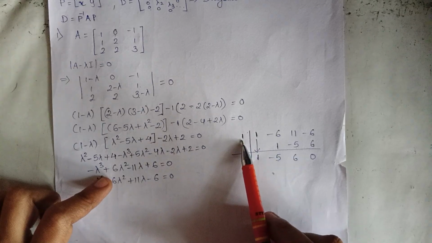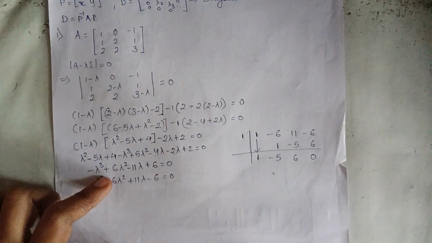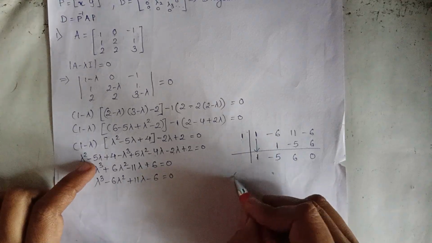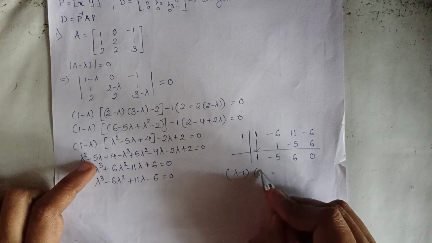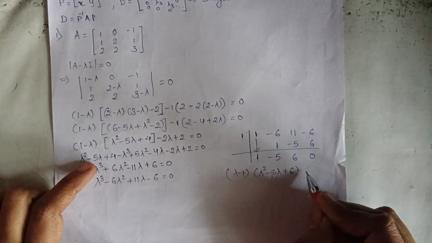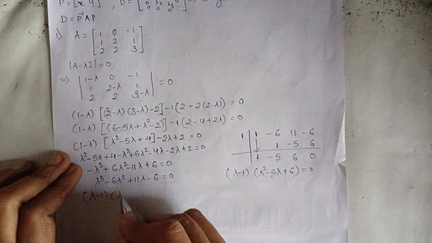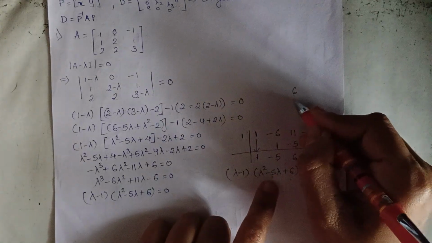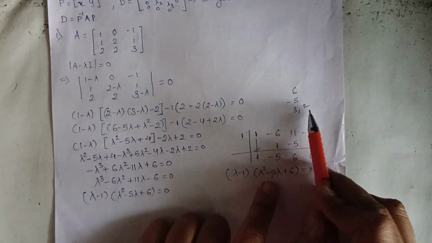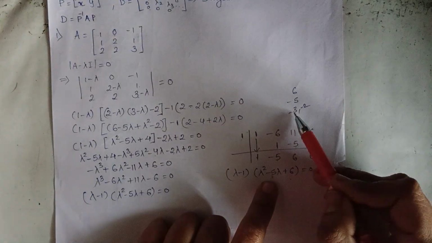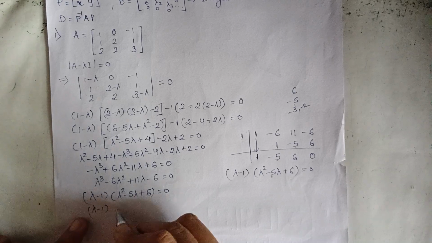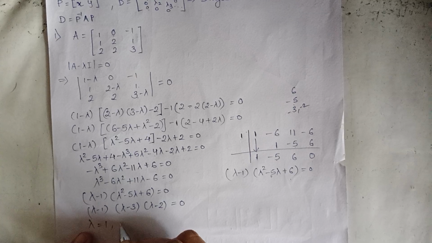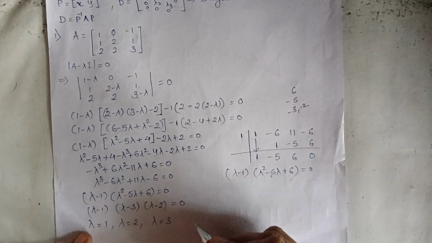If it doesn't work with 1, then you have to go for minus 1, then 2, then minus 2. Whatever factor gives 0, that is the factor. So 1 is a factor of this. We can write this as (lambda minus 1) times (lambda square minus 5 lambda plus 6). If you factorize this, the product is 6 and the sum is minus 5, so you have to take 3 and 2. So it is (lambda minus 3)(lambda minus 2). You will get eigenvalues as 1, 2 and 3.